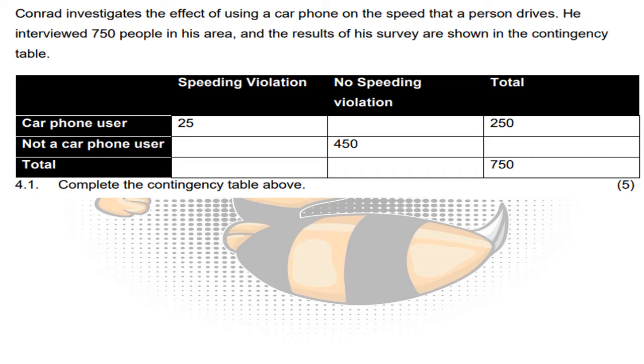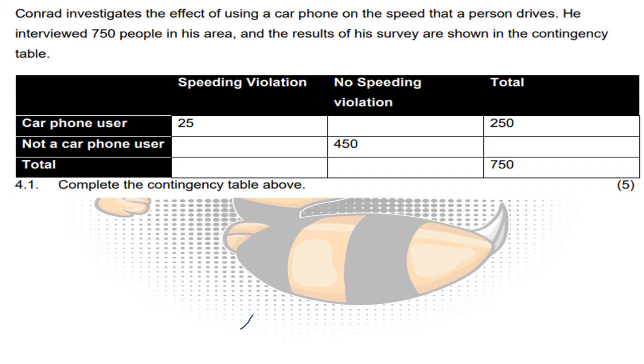Now, for the first question, this is from the term test that you wrote. It gave you the following information. It tells you that Conrad investigated the effects of using a car phone on the speed that a person drives. He interviewed 750 people in his area, and the results of his survey are shown in the contingency table below. Question 4.1 asks you to complete the contingency table, meaning fill in all the blanks.